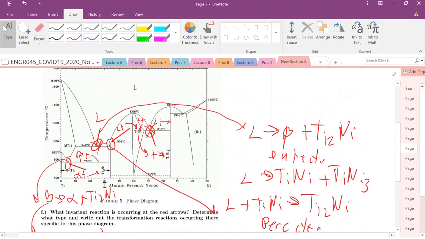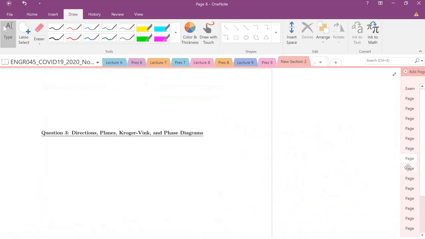So you can test yourself. There's another invariant point basically right here, and you can work on that problem as well. So that's it. Next time, we're going to get into mechanics, and then you'll be ready for the exam.